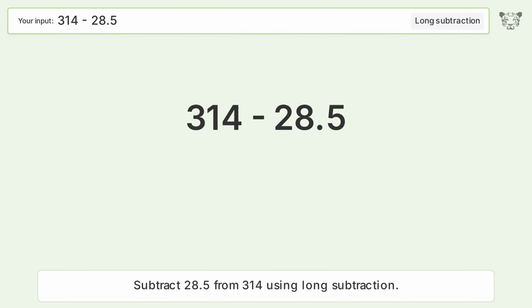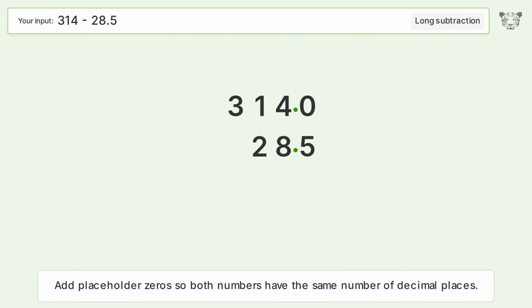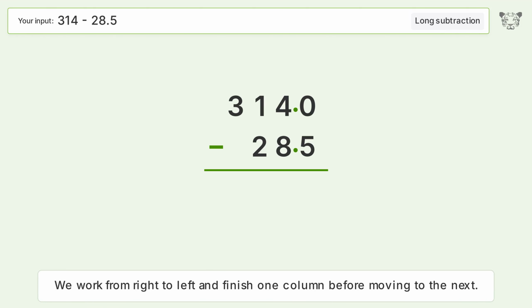Subtract 28.5 from 314 using long subtraction. Line up the decimal points in the same column. Add placeholder zeros so both numbers have the same number of decimal places. We work from right to left and finish one column before moving to the next.